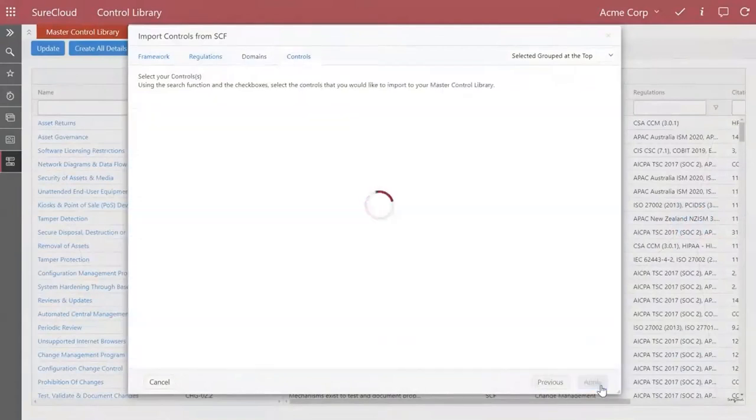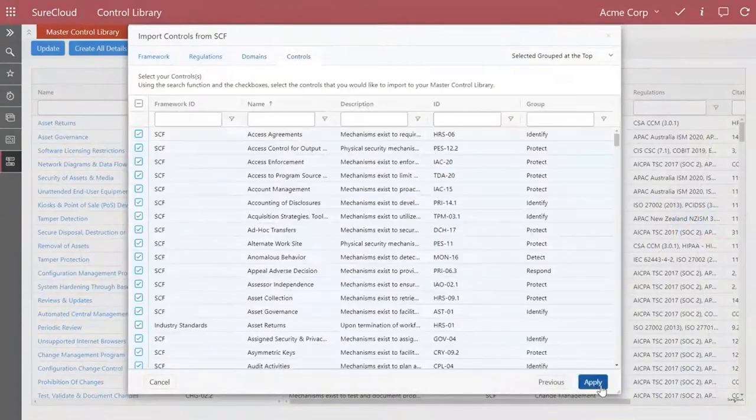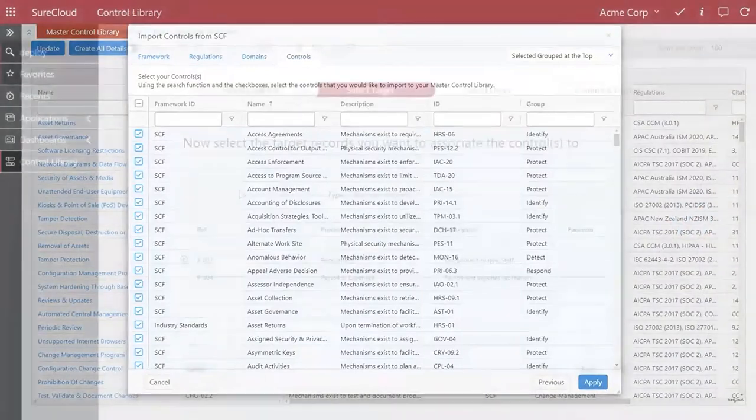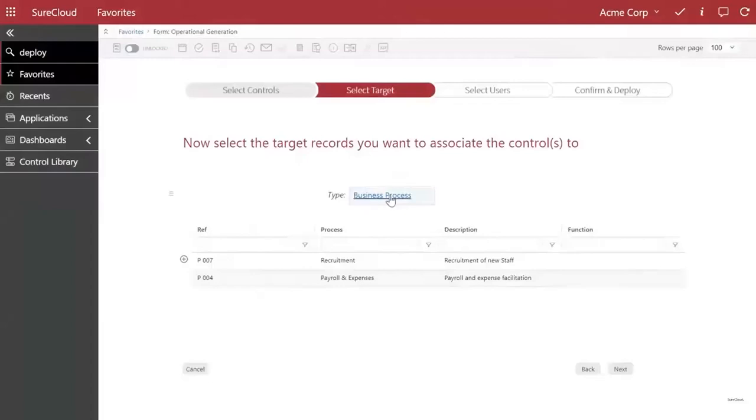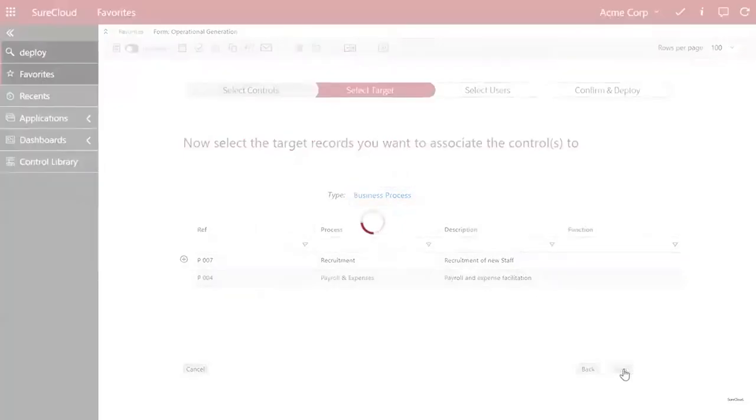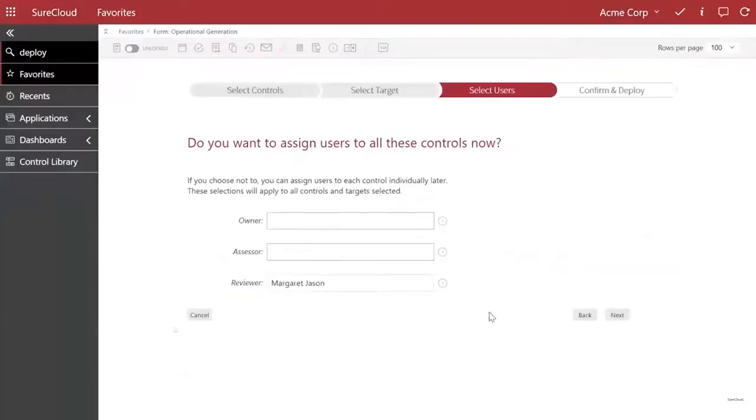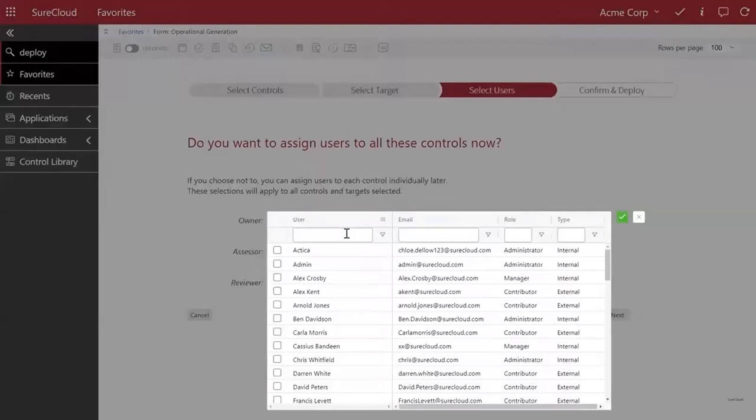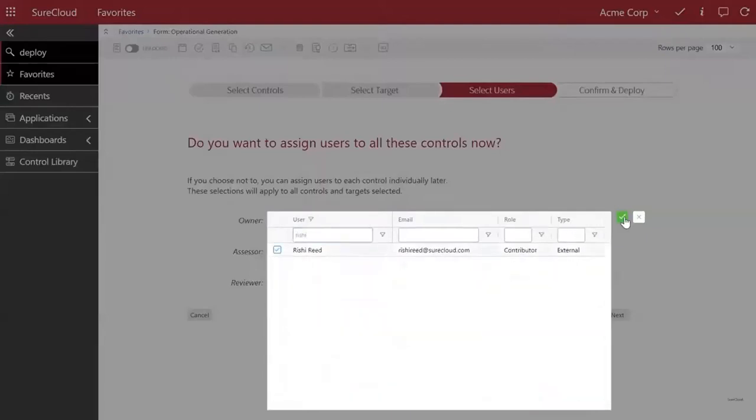Margaret, the compliance manager at Acme Corp, selects the regulations and control domains that should be used to scope control statements. Margaret can then deploy those controls against critical business functions, processes, assets, and more. During this process, she can assign a control owner, in this case Rishi, to one or many controls in bulk so that he can manage the control's lifecycle.